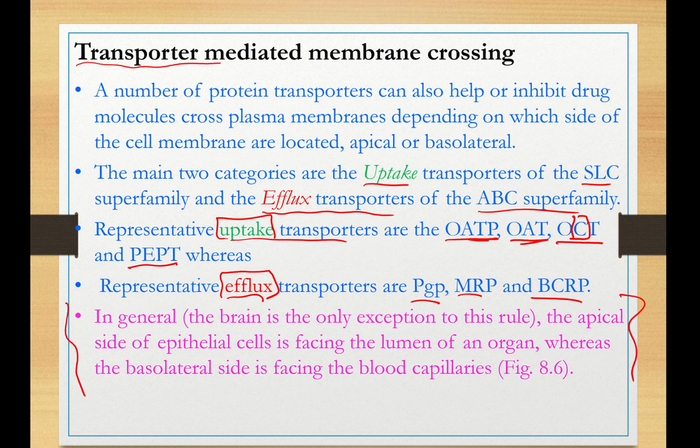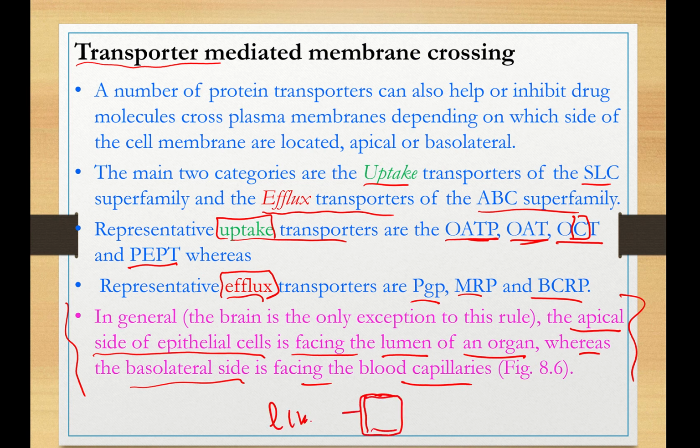What we need to remember is that the apical side of the epithelial cells is always facing the lumen of their organ, not the blood side, whereas the basolateral side is facing the blood capillaries. So if I draw, for example, a cell here, let's say this is the lumen, and that should be the apical side. And the basolateral side, let's say this is the blood, so that would be the basolateral side.